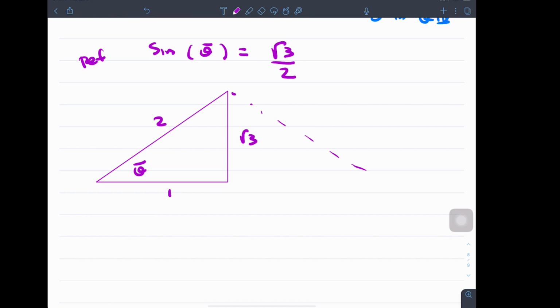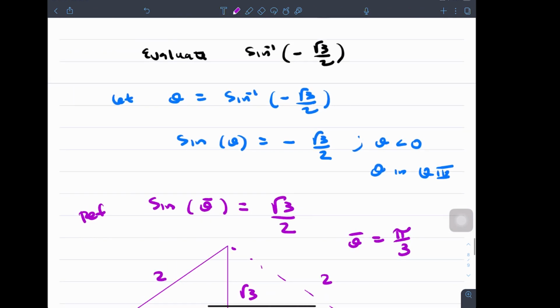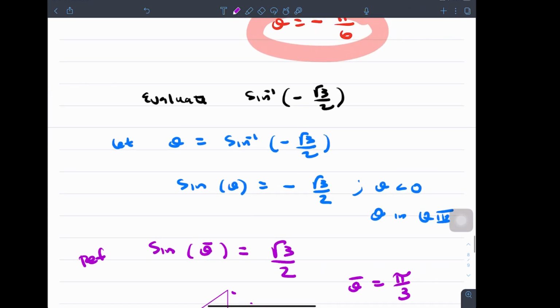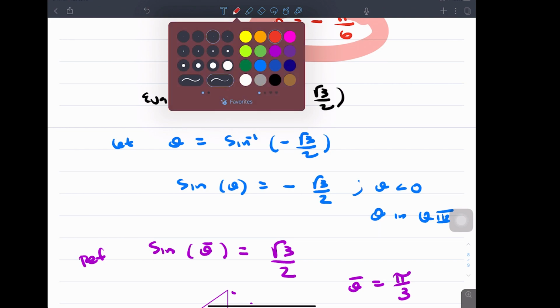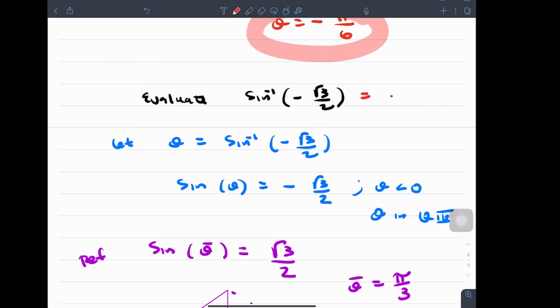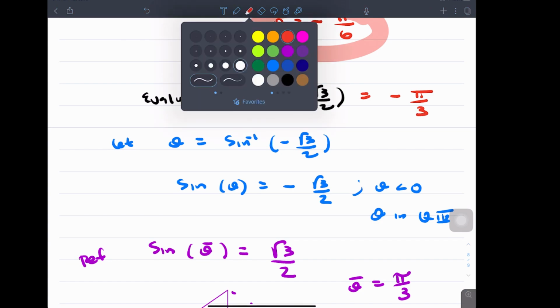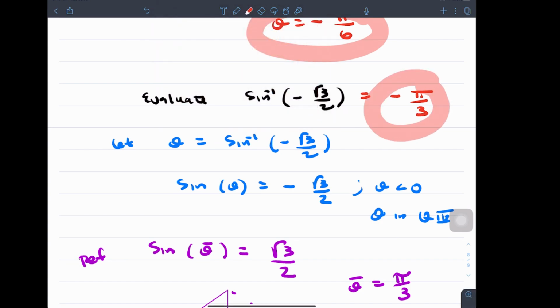We only know 2 special triangles. That means this is 1, this is 2. What is that reference angle going to be? This is 60 degrees, it's pi over 3. Is that true? You guys okay with that? But this is not a quadrant 1 angle. This is a quadrant 4 angle. So what's the answer going to be now? Negative pi over 3. That's it.